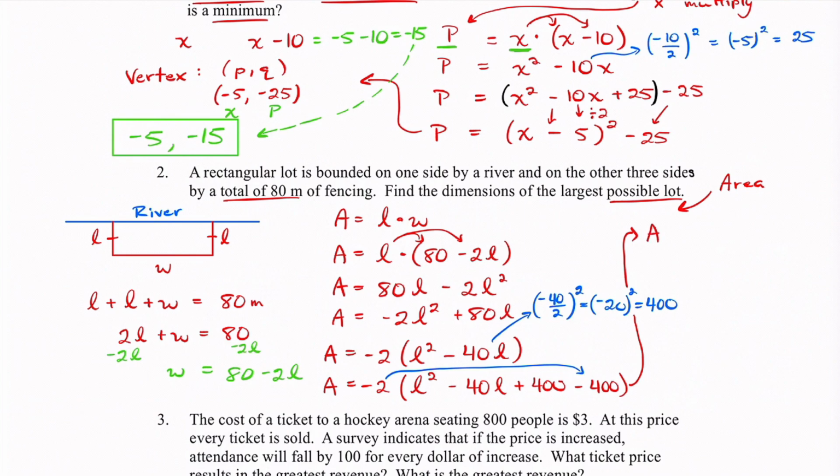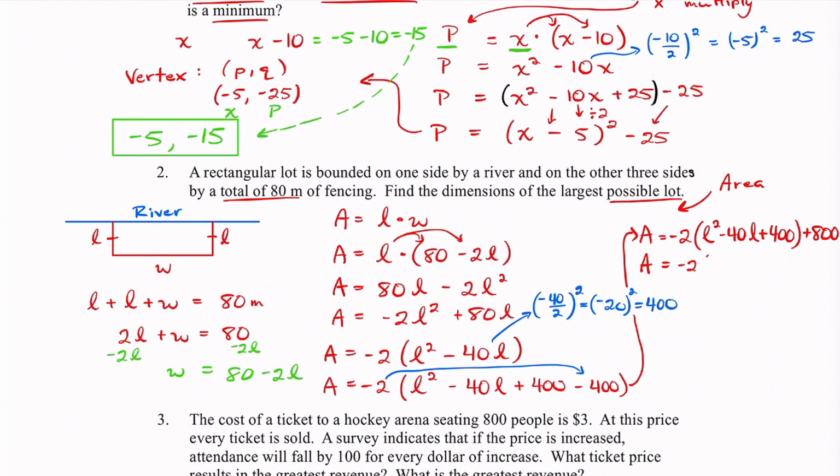So I got A is equal to negative 2L squared minus 40L plus 400. Okay, and then distributing that negative 2 to the negative 400, that's going to give me positive 800 over here. I'm just going to slide this stuff over. Okay, so now that we have that, we can finish factoring the inside here.